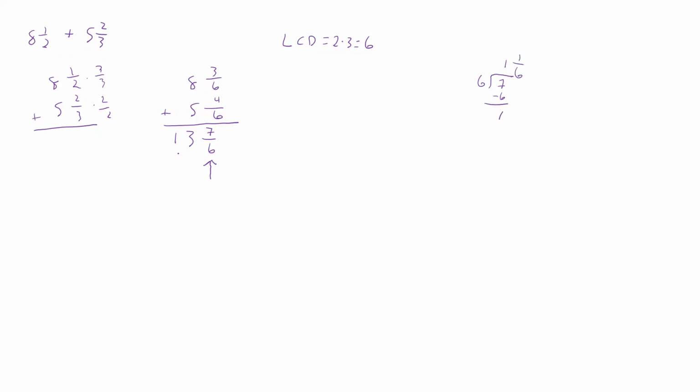So what we're going to do is take our whole number part, 13, plus the 1 and 1/6. Well, here we have nothing, so our fraction part is 1/6, and then we have 14, and so this then will be our answer, 14 and 1/6. So you really have to pay attention to these parts where the fraction is an improper fraction.